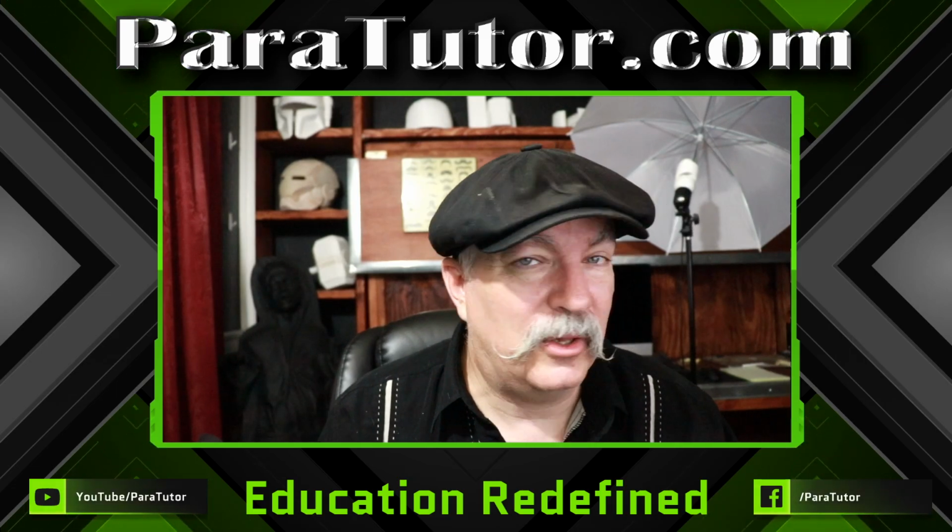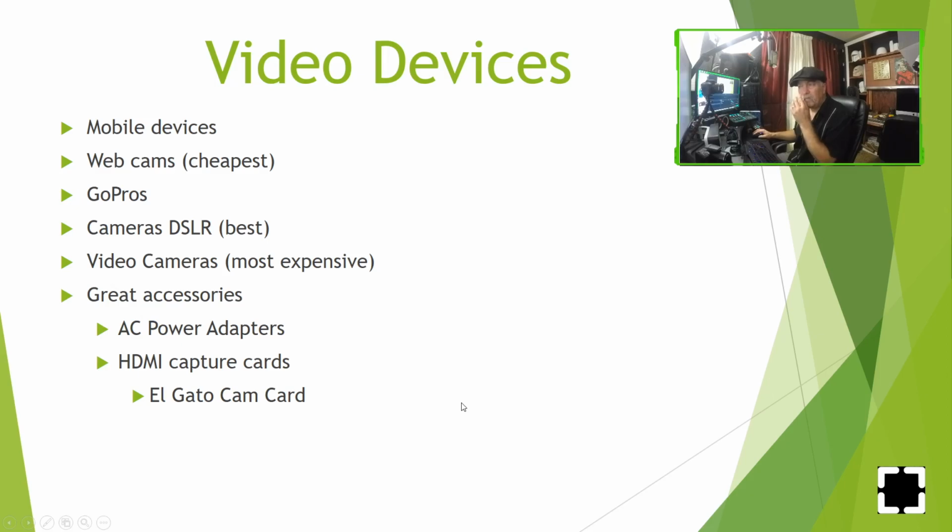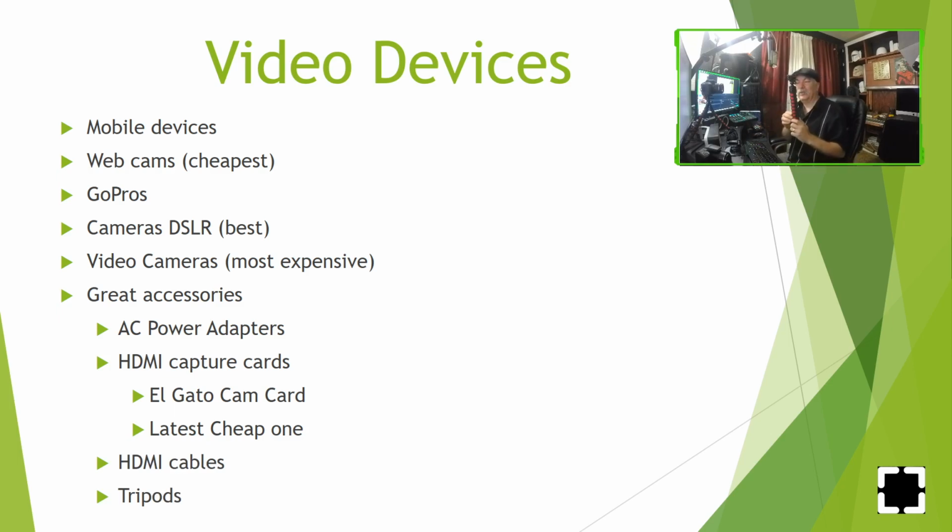All right, so there's my Elgato cam card that I was talking about. Now from there, you got the latest, the cheap one. This one comes off Amazon, and you know, I'm a school teacher. I don't have tons and tons of money. I need to be able to do what I need to do. All right, then you're gonna need some HDMI cords. Then you need little tripods, kind of like I showed you earlier. You got this little cute tripod like that.